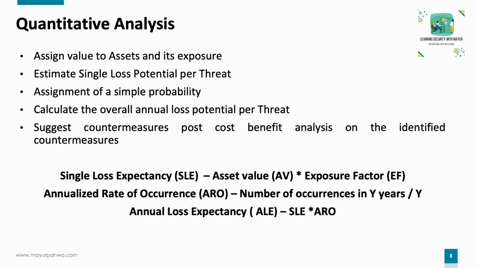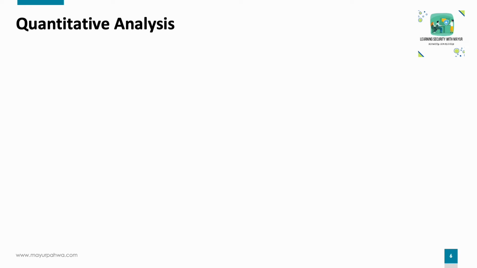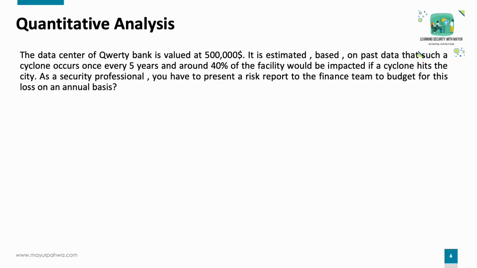Let's understand all of this via an example and actual calculations. Taking the previous concepts, let's have a look at this example. The data center of the Quality Bank is valued at $500,000. It is estimated based on past data that such a cyclone occurs once every 5 years, and around 40% of the facility would be impacted if a cyclone hits the city.